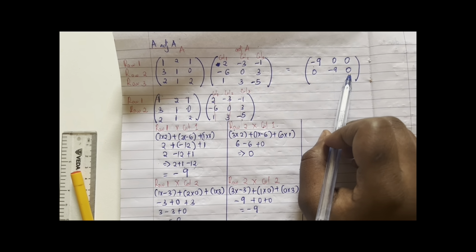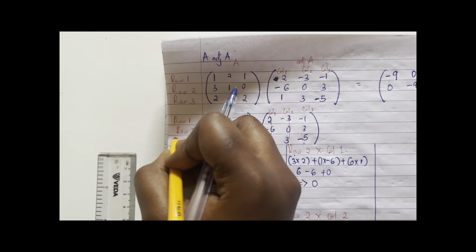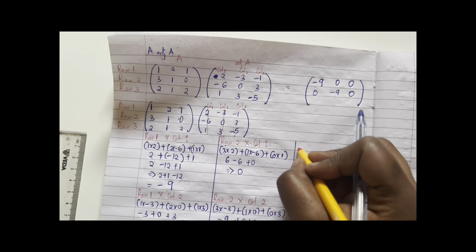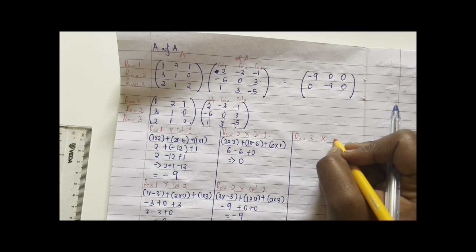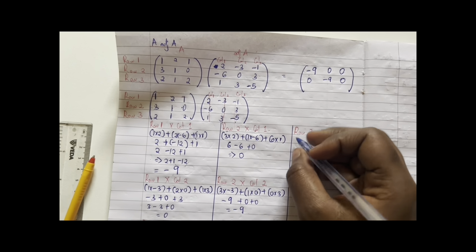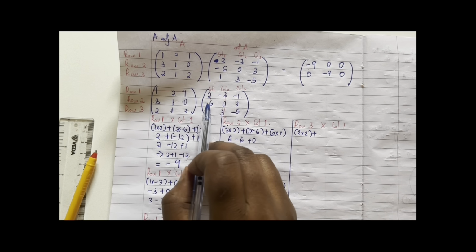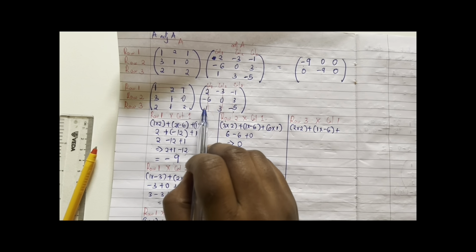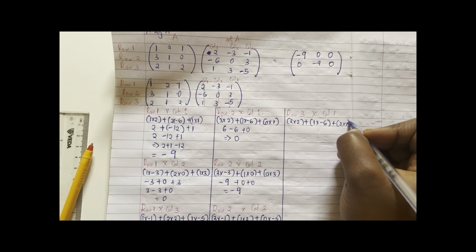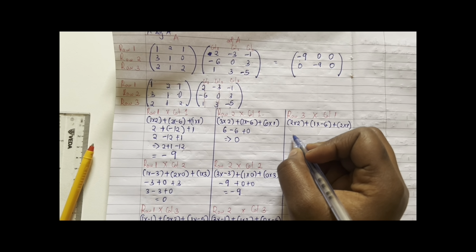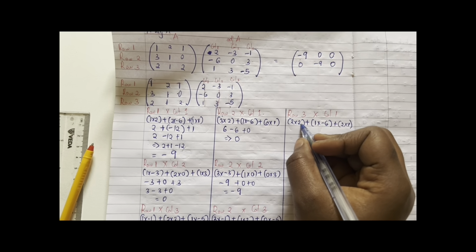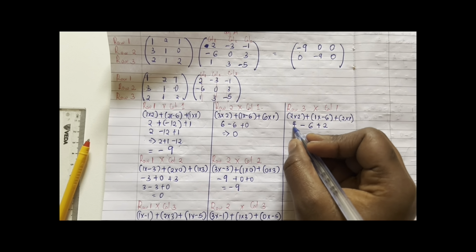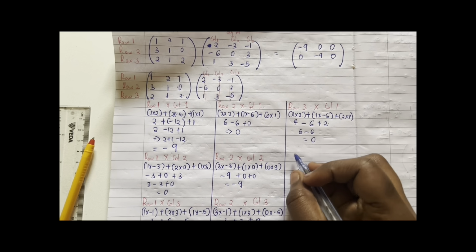Then we'll move to row 3. Multiply by all columns in adjoint A. So row 3 times column 1: 2 times 2 plus 1 times negative 6 plus 2 times 1. So that will be 4. Times 2 is 4. Minus 6. Because 1 times negative 6 plus 2. That is 6 minus 6, 0.